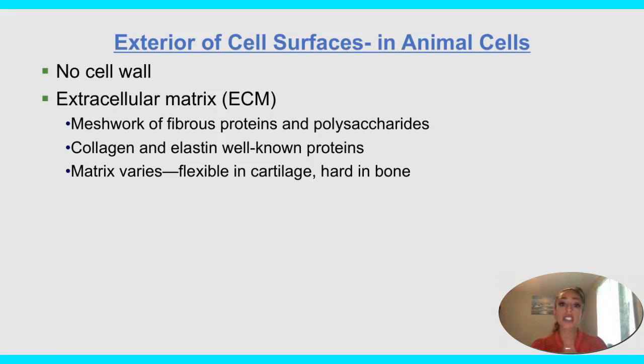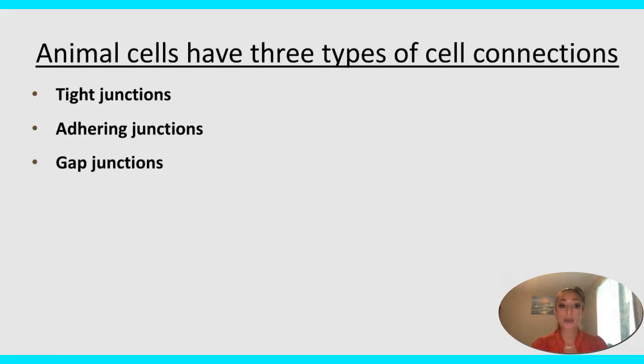This is pretty much a meshwork of different fibrous proteins, intermediate filaments, and polysaccharides. It also contains elastin and collagen, which allow it to be flexible and give it some movement, but the matrix does vary according to what cell type it is. So if we need it to be a little bit more hardened, as in bone cells, then that's what the matrix is going to be. In animal cells, there are 3 different types of cell connections.